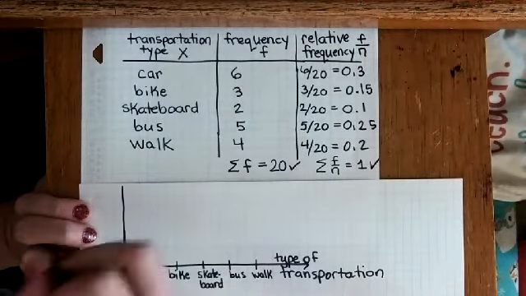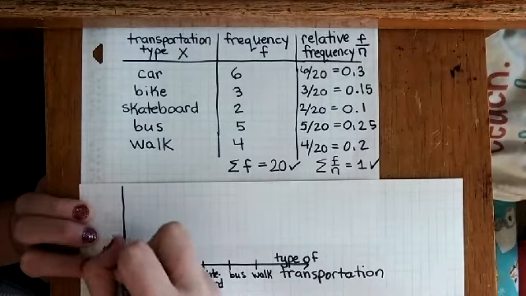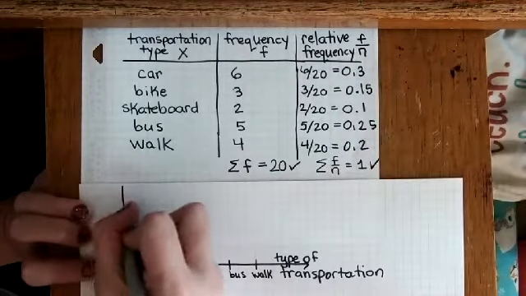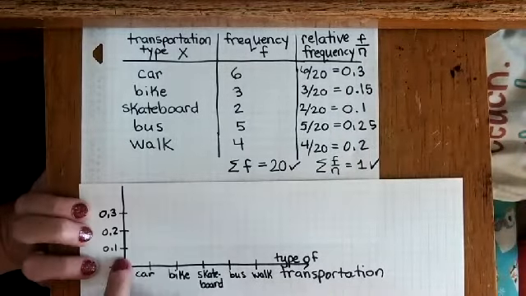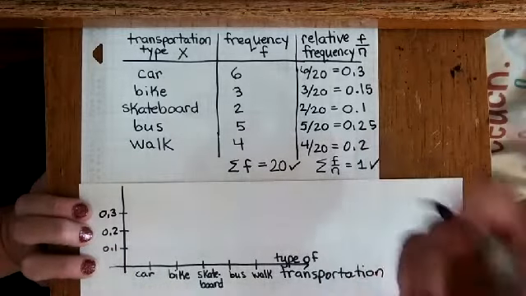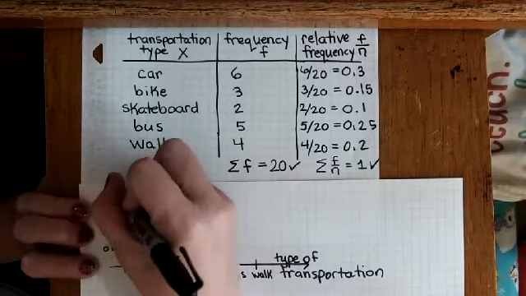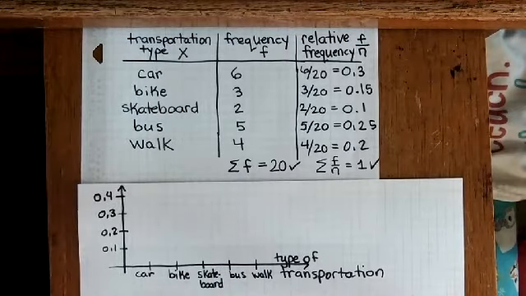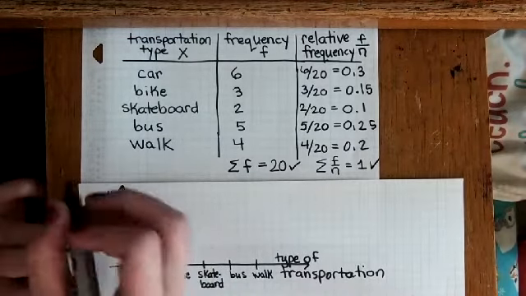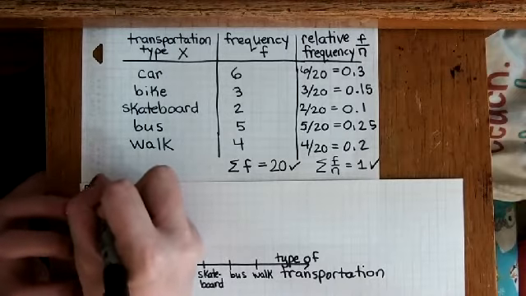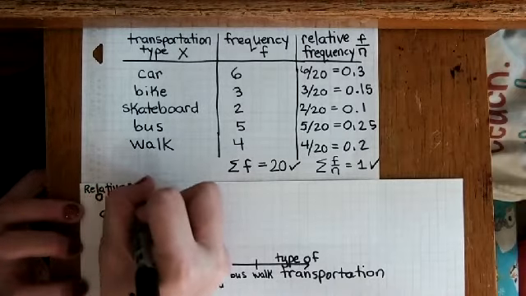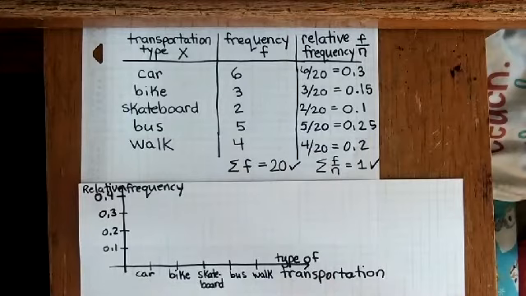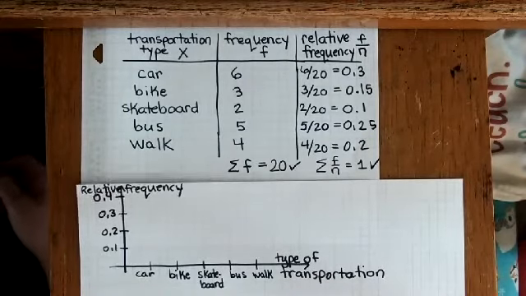So if we think in terms of 0.1 first, 0.2, our highest number here is a 0.3. I also give myself a space in between so I could clearly see the 0.05s. Here we'd have a 0.4. So our y-axis is our relative frequency. And now we'll put in the bars.